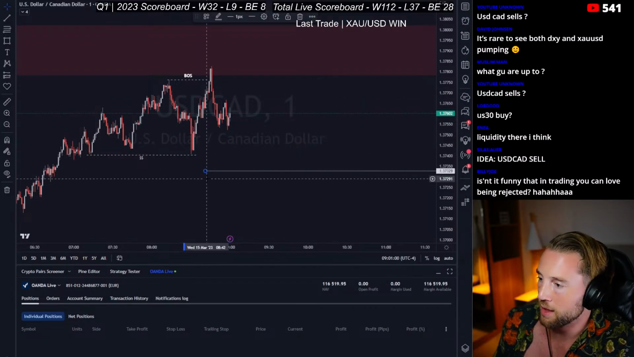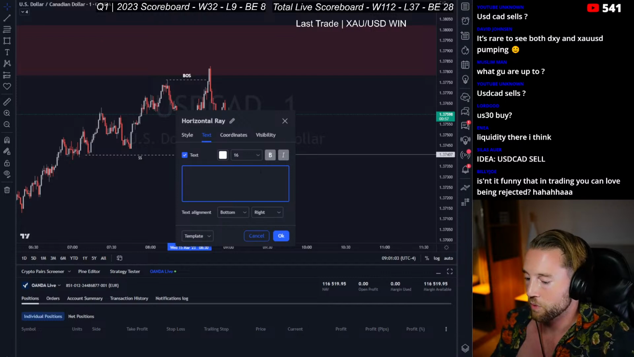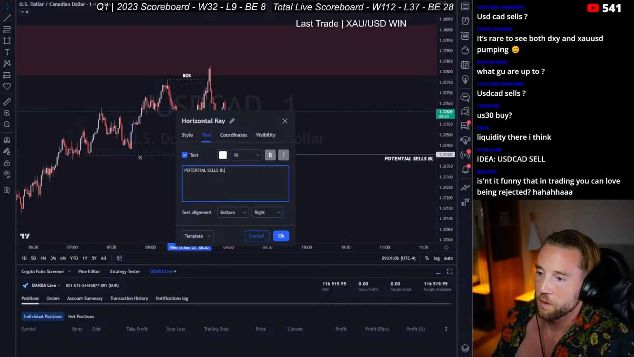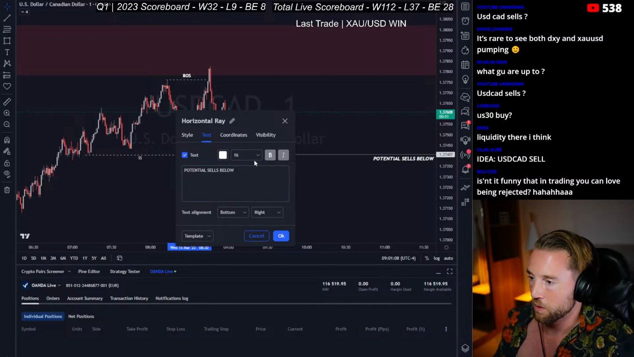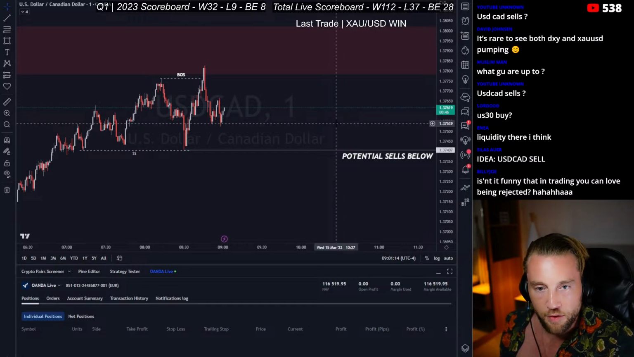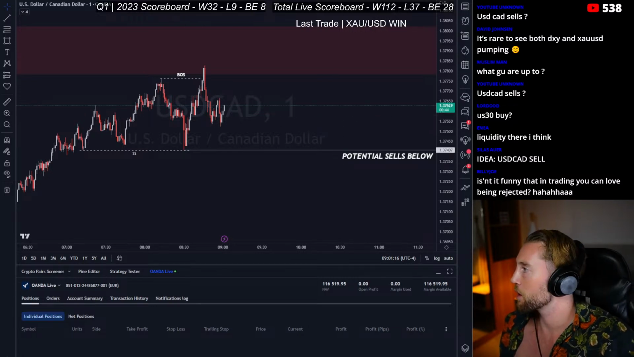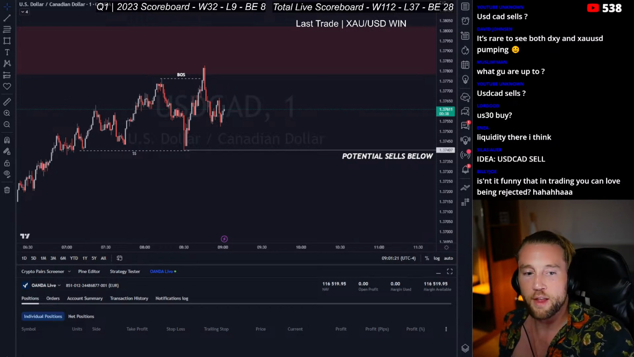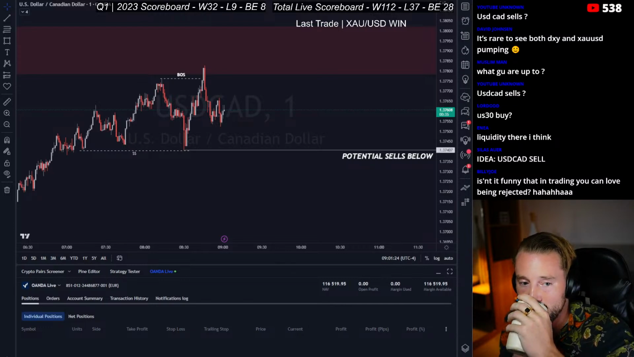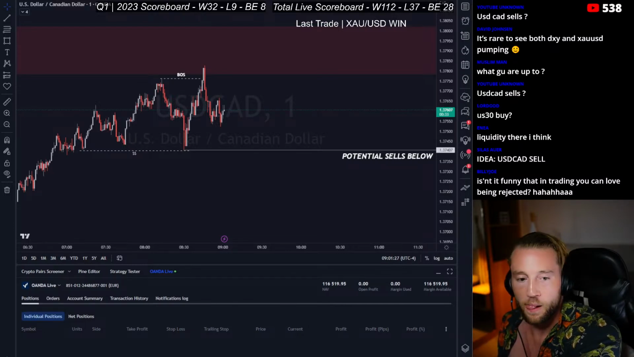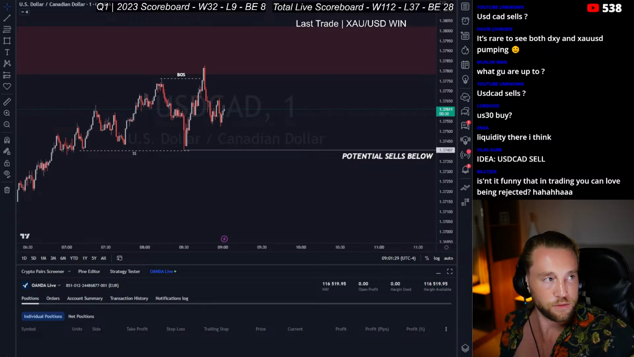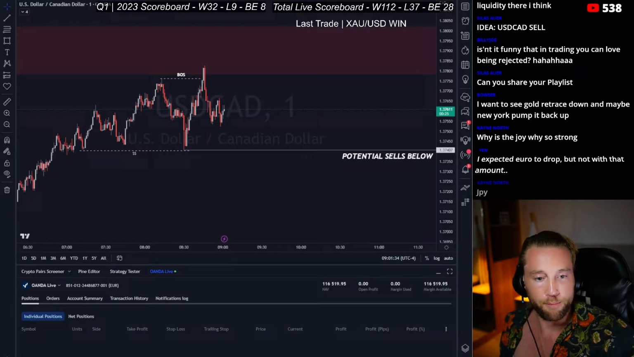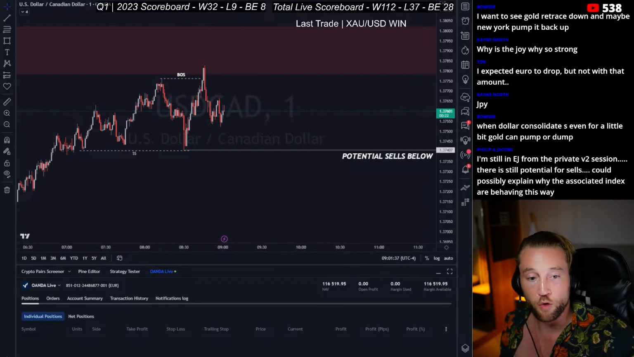So yeah, that has potential maybe. That could definitely be something interesting. I expected euro to drop, but not to that amount. Same for me. Absolutely. Bowser says when the dollar consolidates, even for a little bit, gold can pump. We're done.